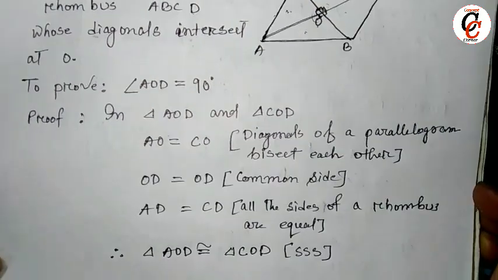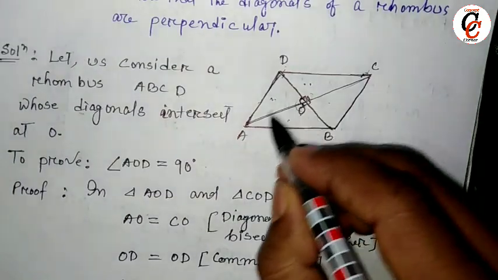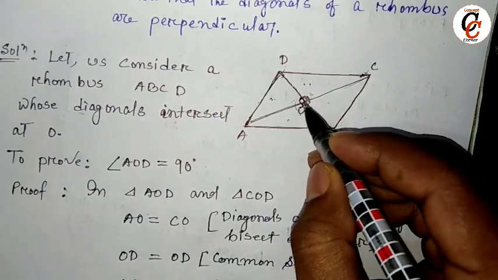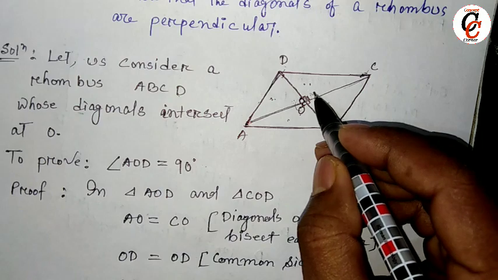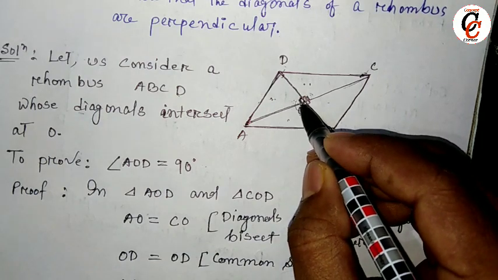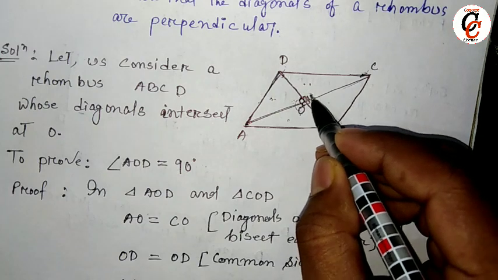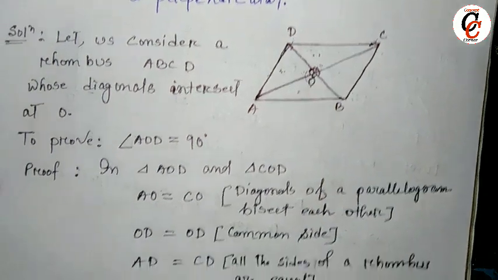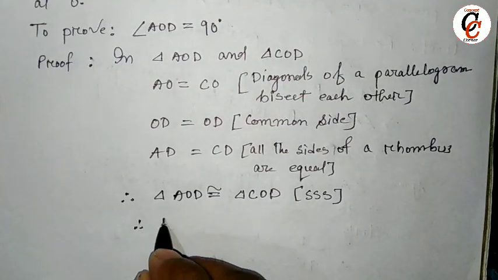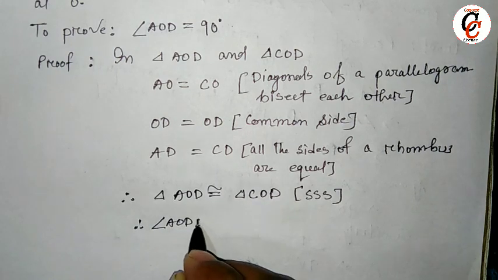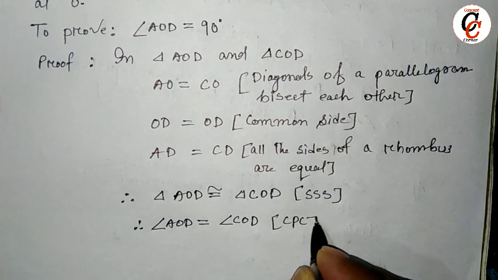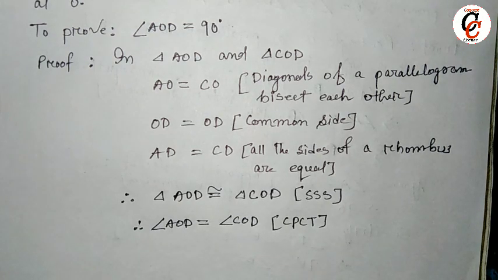Since the triangles are congruent, we can write that angle AOD and angle COD, this angle and this angle, will be equal because they are corresponding angles. All the corresponding angles will be equal, but we need to show this angle is 90 degrees, so we will just write that these two angles are equal. Therefore, angle AOD is equal to angle COD, by CPCT, corresponding parts of congruent triangles.